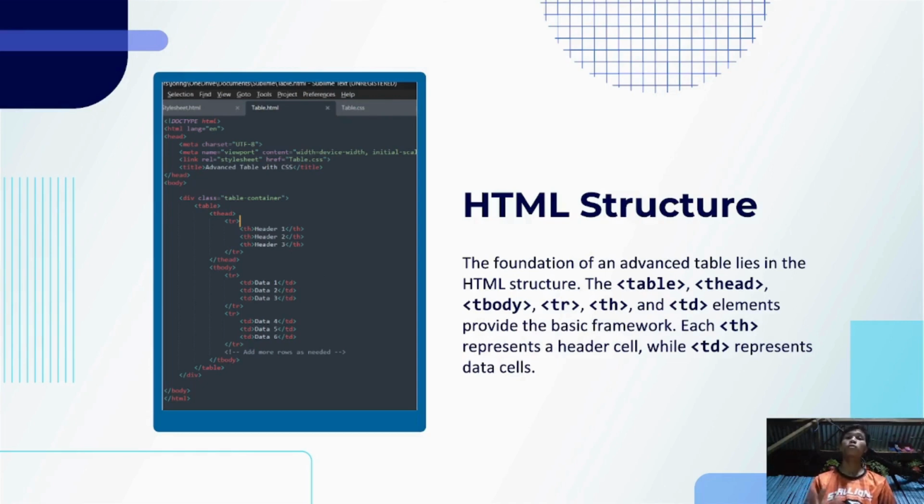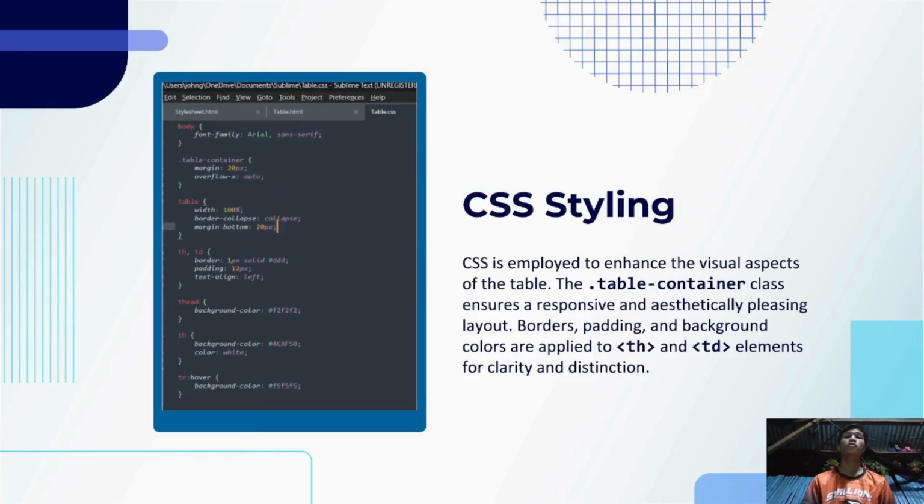So we use the table head, the table body, the table row, the table head, then the table data. So these elements provide the basic framework, and each table head represents a header, or table data represents the data set. So as for my CSS, for CSS styling, we employed CSS to enhance the visual aspect of the table. We use the table container class to ensure a responsive and aesthetically pleasing layout.